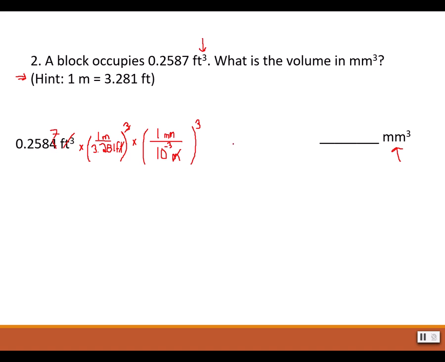When you put this in your calculator, you're going to have to cube the 3.281 and the 10 to the -3. So in your calculator, specifically, you're going to put 0.2587. Then you're going to divide by 3.281 cubed. Then you're going to divide by 10 to the -3 cubed. Doing that and getting an answer with 4 significant figures should give you 7.324 times 10 to the 6.